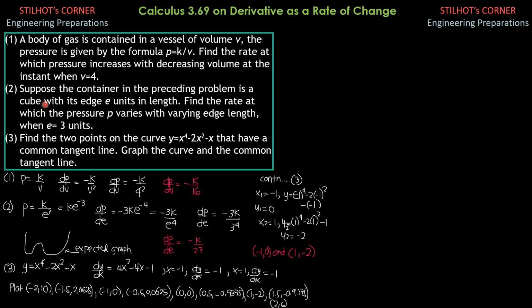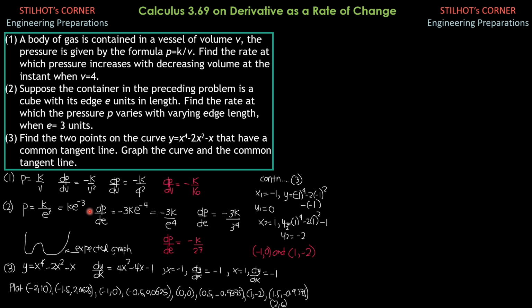So for problem 2, these problems are taken from Love and Rainville, book by Love and Rainville. So suppose the container in the preceding problem is a cube with its edge E units in length. Find the rate at which the pressure P varies with varying edge length when E is 3 units. So pressure is equal to K. The volume of a cube is E cube. So we can rewrite this into K times E to the negative 3 and apply power formula.